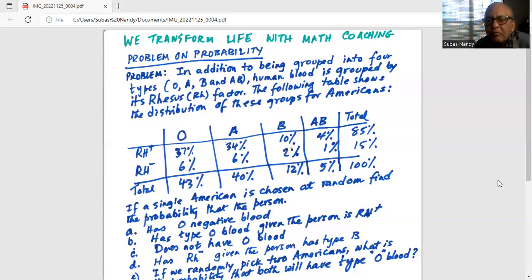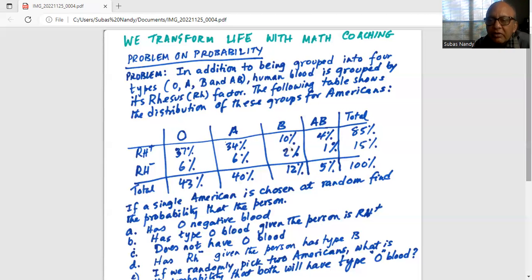Similarly, we can add the numbers in the first row, that is the Rh plus row. 37 plus 34 plus 10 plus 4 is 85. And for Rh minus, that is the second row, 6 plus 6 plus 2 plus 1 is 15%. Again, the total of 85 plus 15 is also 100%.